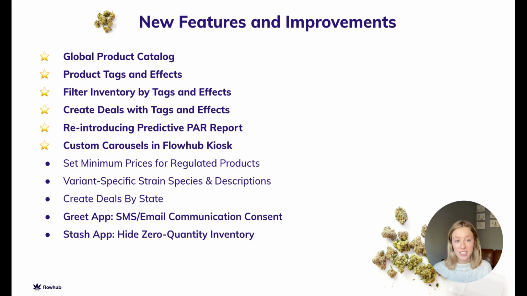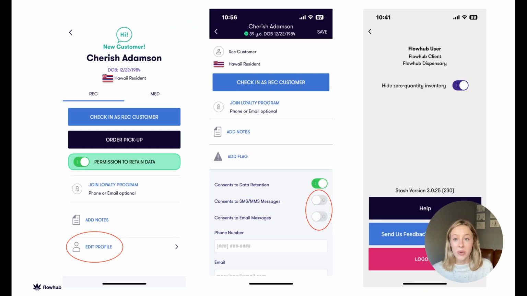And for our Greet and Stash apps, we have a couple updates. So here in the Greet app, you'll see that you now have the ability to have your customers consent to SMS or MMS messages or consent to email messages directly through the Greet app instead of needing to do that in Flowhub on the customer profile. This should make your check-in and checkout process a bit smoother.